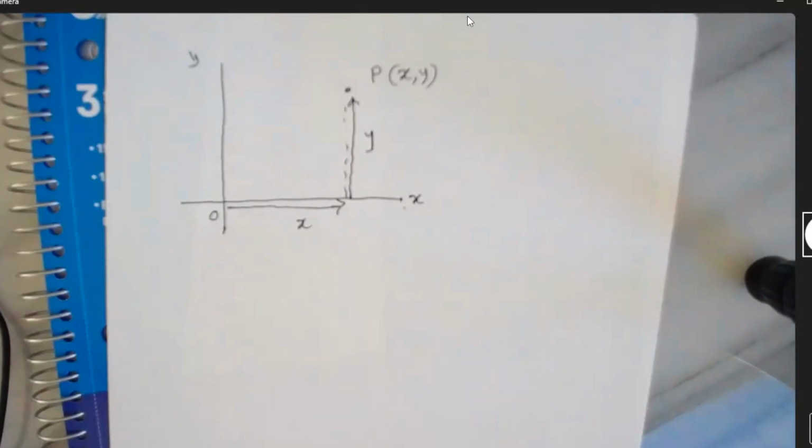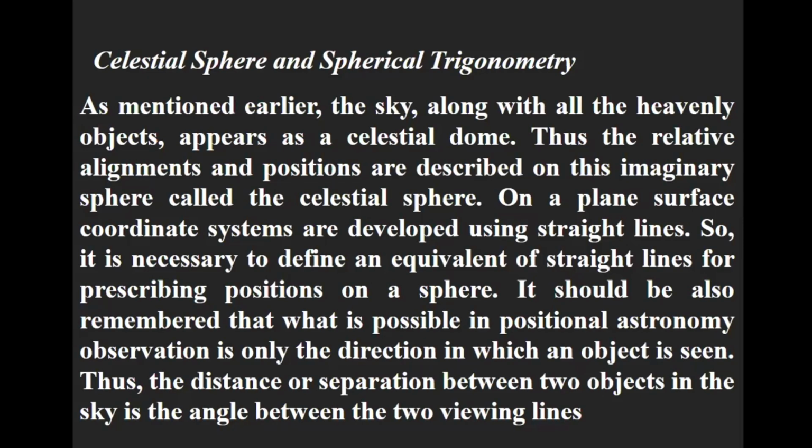Now, a similar pattern is used in the case of spherical trigonometry, but there we have to do it on a spherical surface, not a flat plane surface. So we have shown that on a plane it is done with the help of straight lines. X is one straight line, y is another straight line.